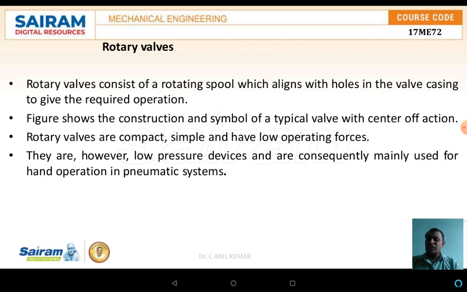The next one we are discussing is the rotary valve. The rotary valve consists of a rotating spool, which aligns with the holes in the valve casing to give the required operation. The figure shows the construction and a symbolic representation of a typical valve with a center of the action. Rotary valves are compact, very simple, and have low operating forces. They are, however, low pressure devices and are consequently used for hand operation in the case of pneumatic systems.